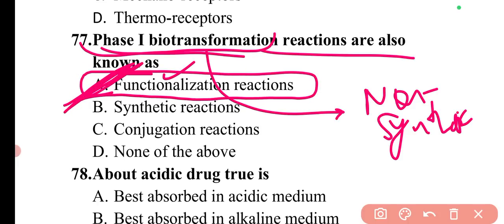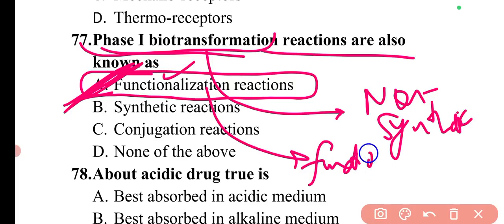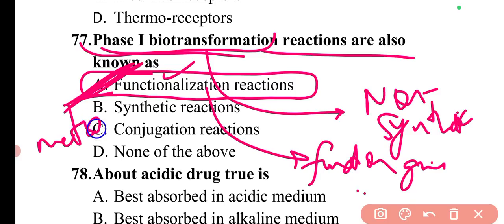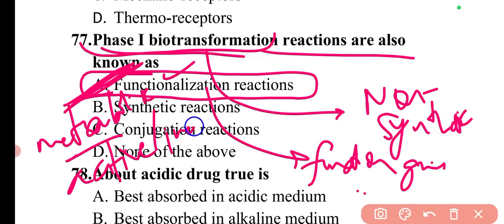So in these type of reactions, basically a functional group is generated or exposed, and the metabolite may be active or inactive. Okay, so basically a functional group is generated or it is exposed, and a metabolite may be active or inactive. So this comes under phase 1 reactions.